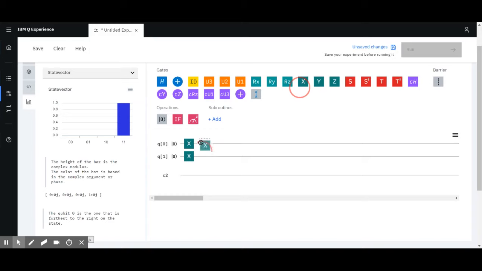If I apply an X gate again here, we're back at 1, 0, right? Because we've negated these twice. So that's kind of what you would expect. And as I said, the same behavior happens with the other gates.